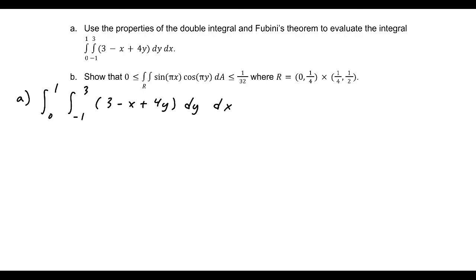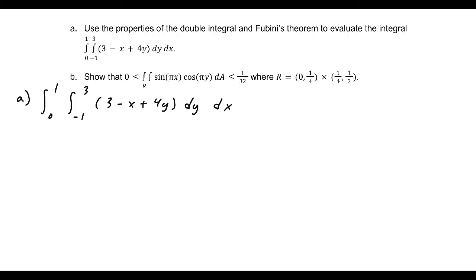Part A. Use the properties of the double integral and Fubini's theorem to evaluate the integral from 0 to 1 with respect to x, of the integral from -1 to 3 with respect to y, of the function 3 minus x plus 4y.